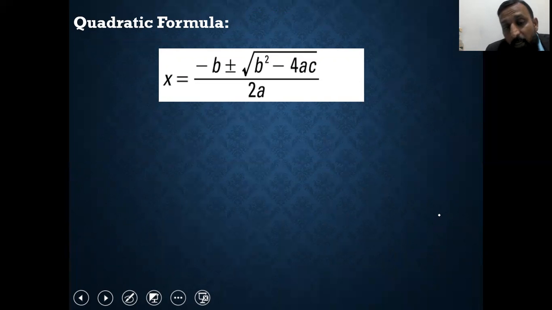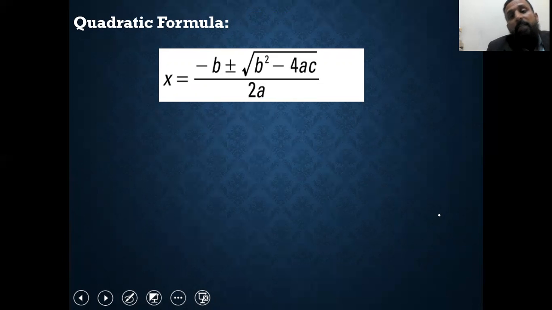Now, what is the quadratic formula? It's written in front of you guys on the screen. X equals minus b plus minus under root b square minus 4ac, whole upon 2a. I'm repeating it once again. X equals minus b plus minus under root b square minus 4ac upon 2a. Now the question is, what is b, what is a, and what is c in this formula?